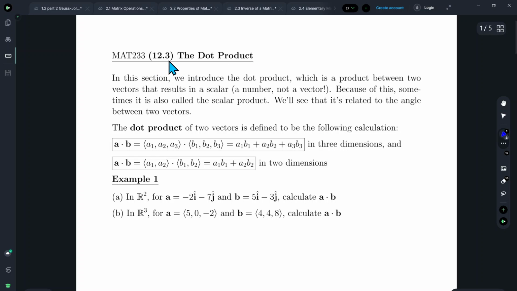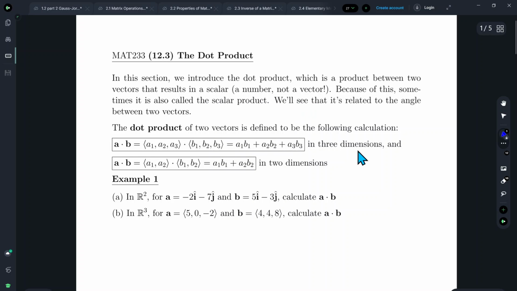In this video, section 12.3, we go over the dot product. So the dot product is a product between two vectors. So basically you're multiplying two vectors together. However, the result of that calculation is a scalar. So let me repeat that again. The result of the dot product of two vectors is a scalar, which is a number and not a vector.